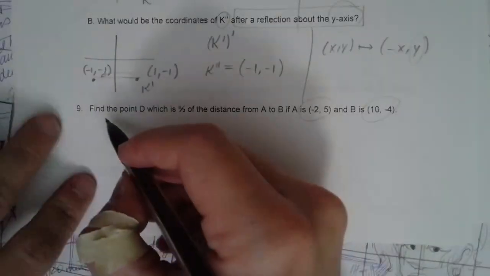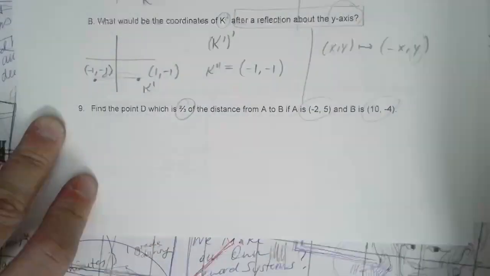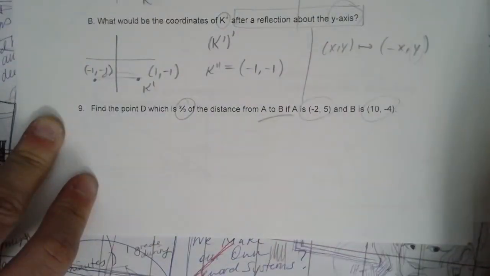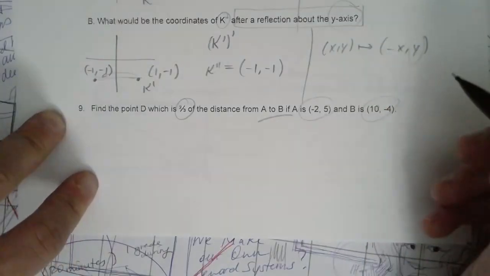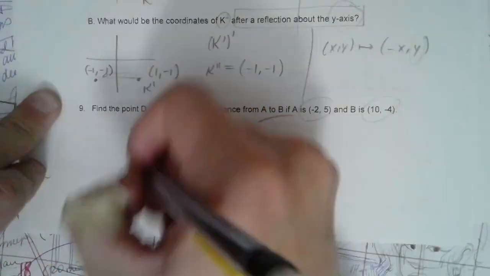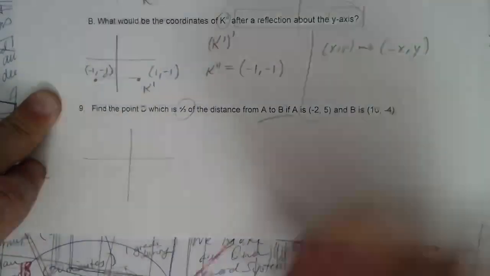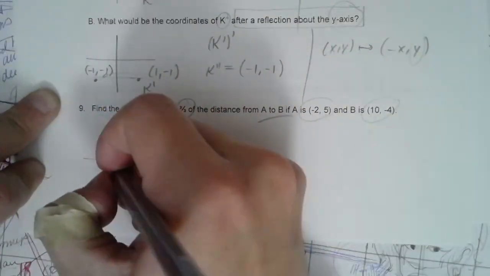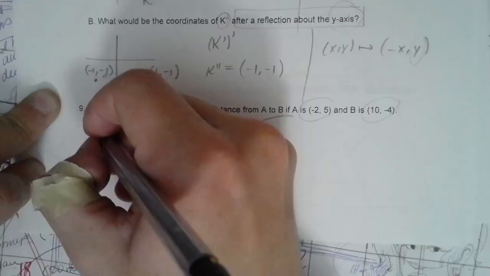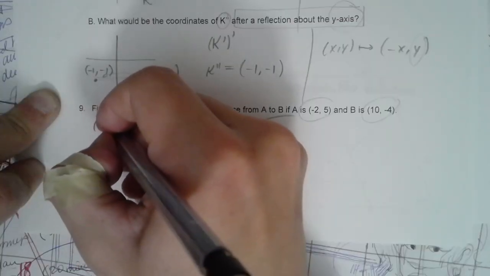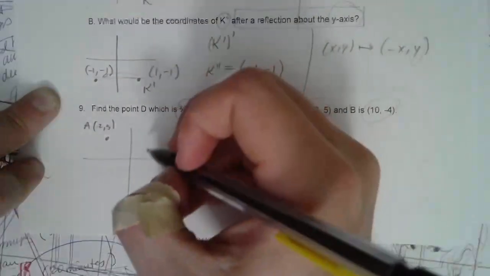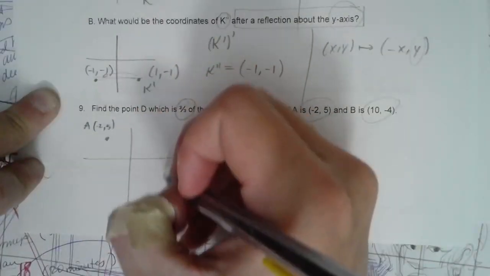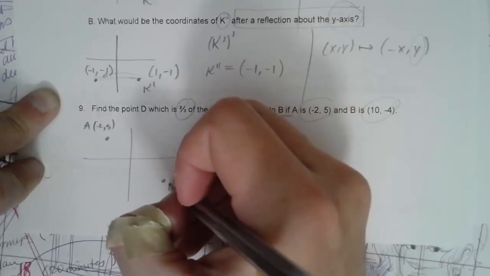So find the point D, which is 2/3 of the distance from A to B. If A is negative 2, 5, and B is 10, negative 4. So to do this, I'm going to draw a picture. All right, the point A is at negative 2, 5. So that's to the left and up. There's A at negative 2, 5. And the other one is at 10, negative 4. So 10 is over here and then down. So there's 10, negative 4.